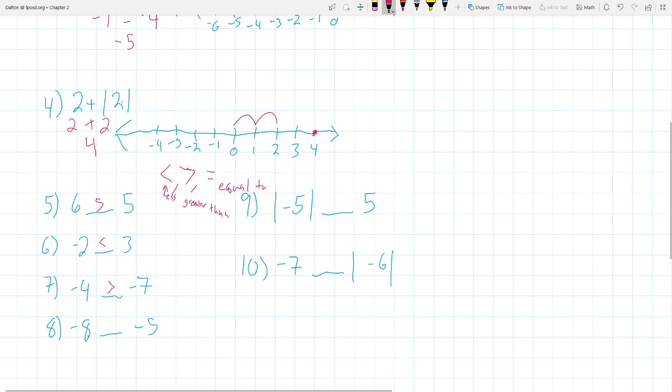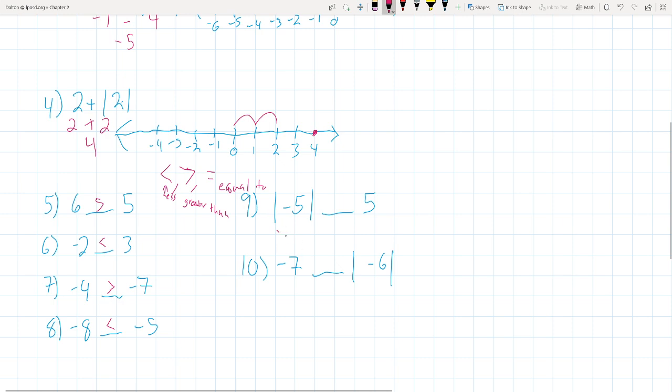Number 8, negative 8 is what to negative 5? Negative 8 is less than negative 5. Whenever I think of this, I try to think of money. If you owe $8 or you owe $5, which one do you owe more on? So you owe more for the negative 8.